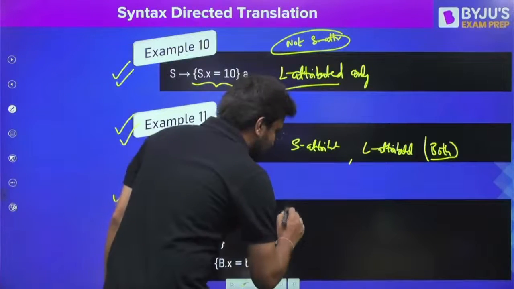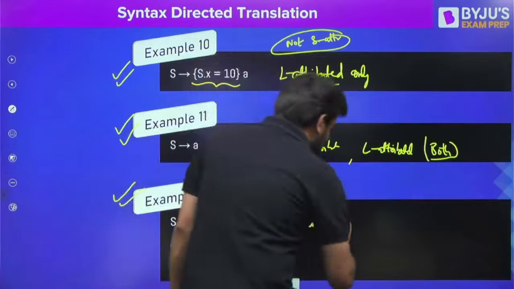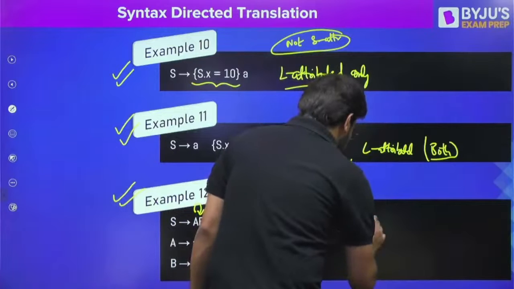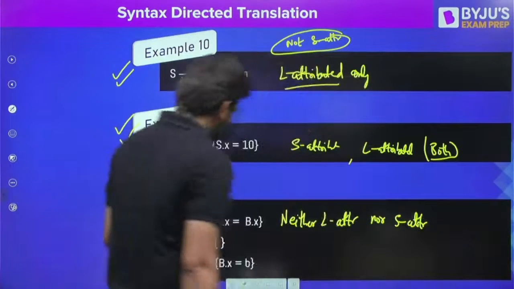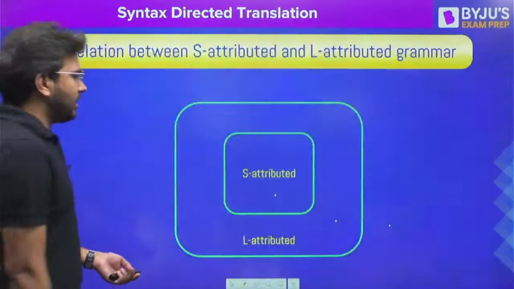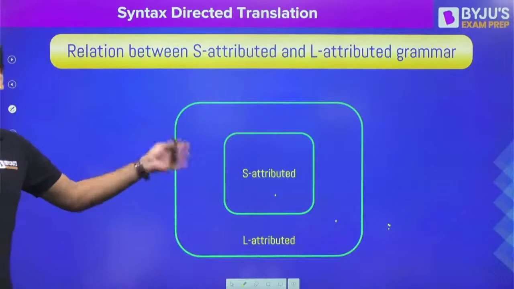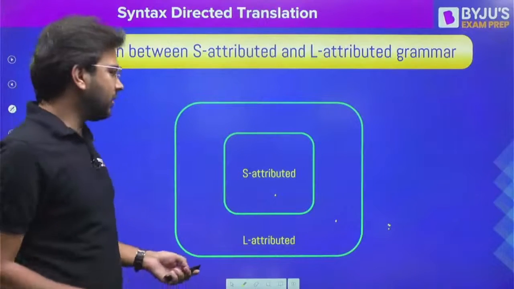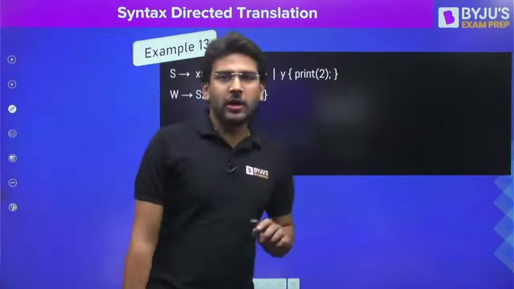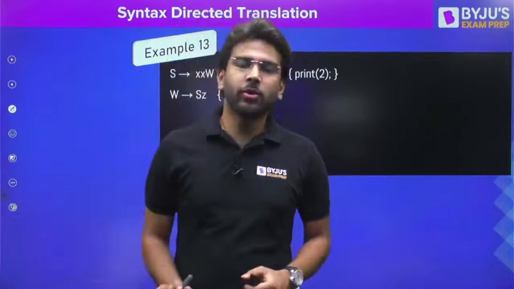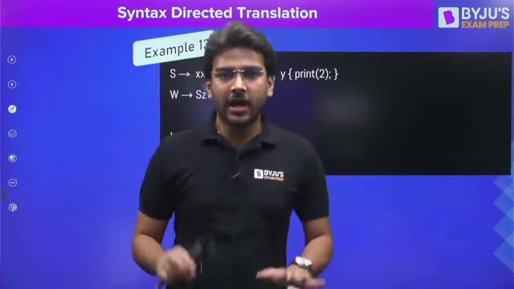So it is neither L attributed nor S attributed. That means this is the example. It is lying here, right? It is neither L attributed nor S attributed. Is it clear to all of you? Fine. So now we have covered the examples based on L attributed and S attributed. Now we are proceeding towards the evaluation part. That is the last point.